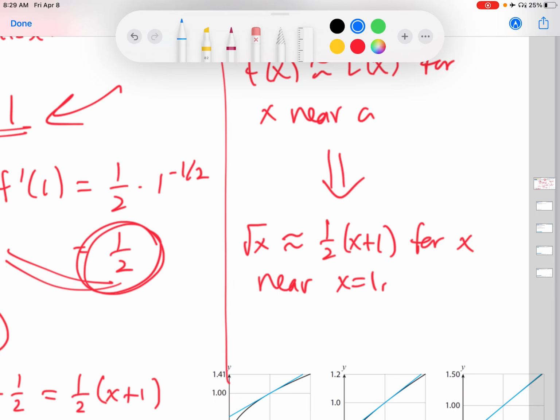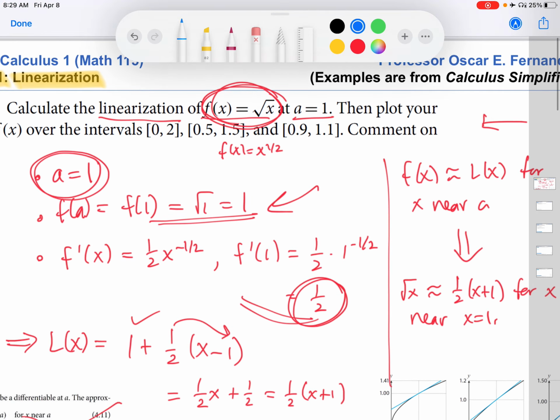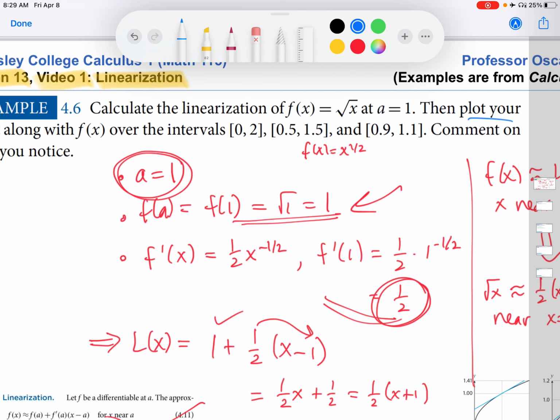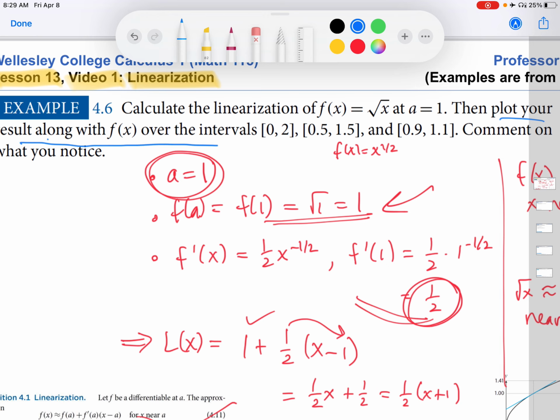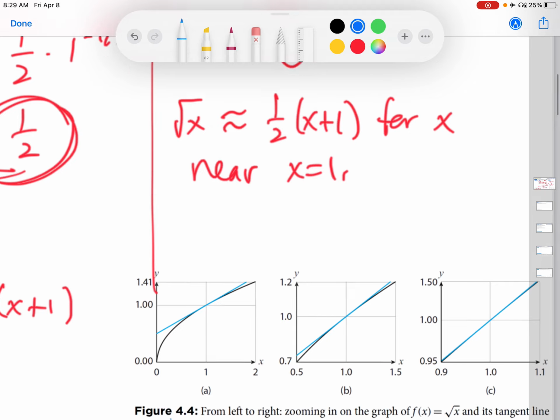We'll do that in this example in a minute. But first, let me just finish the stated question here. Plot your result along with f of x over these intervals, and then comment on what you notice. So that's what I did down here.